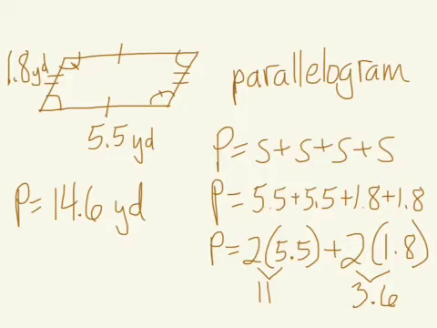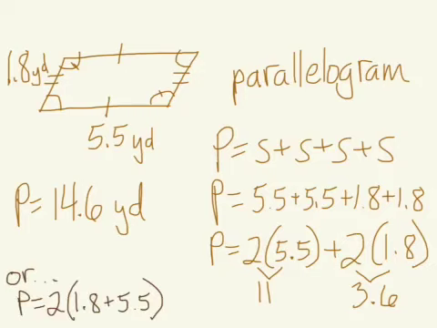Just like with the rectangle, some students might choose to figure out this total and then double it. So they would do 2 times whatever the total of these 2 sides is, 1 8/10 plus 5.5. So do this first in the parentheses and then double it, and that'll still get 14 6/10 yards for the total perimeter.